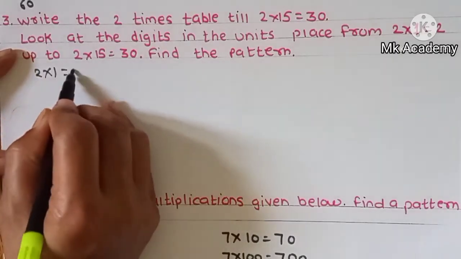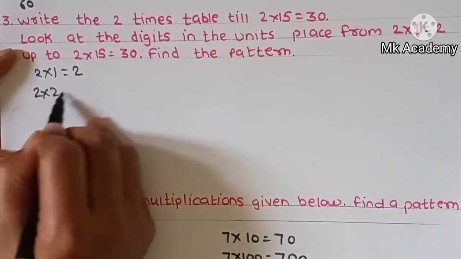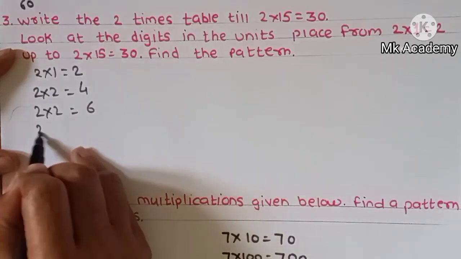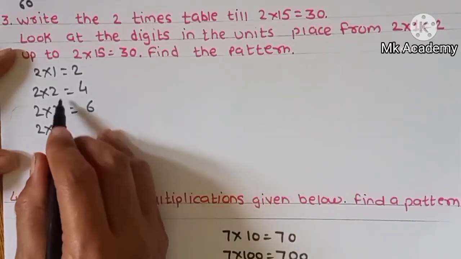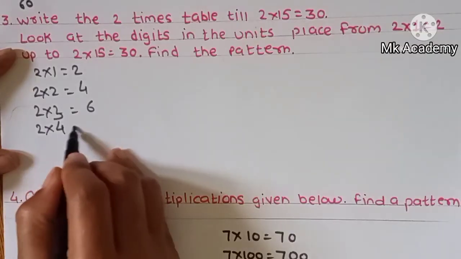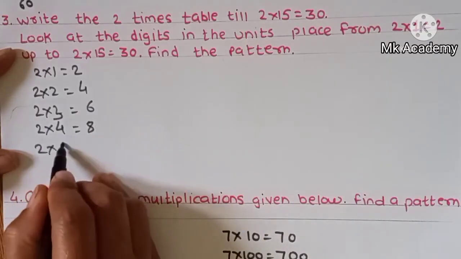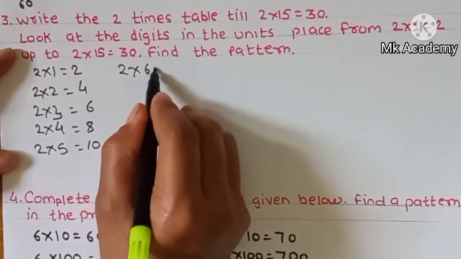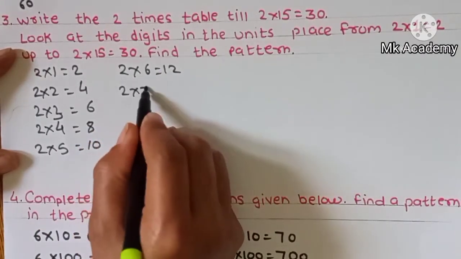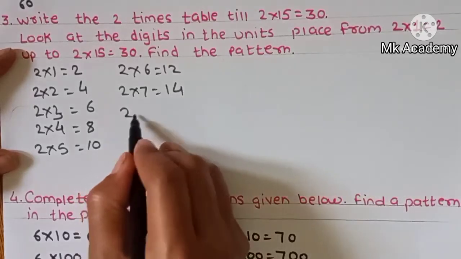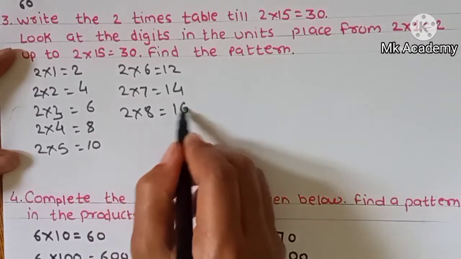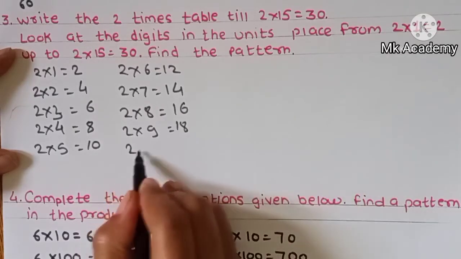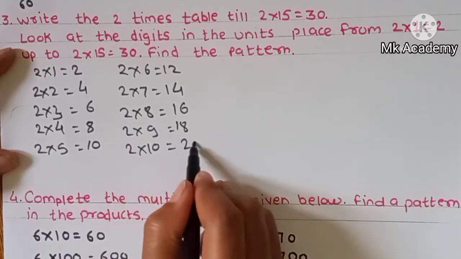2 into 1 is equal to 2. 2 into 2 is equal to 4. 2 into 3 is equal to 6. 2 into 4 is equal to 8. 2 into 5 is equal to 10. 2 into 6 is equal to 12. 2 into 7 is equal to 14. 2 into 8 is equal to 16. 2 into 9 is equal to 18. 2 into 10 is equal to 20.